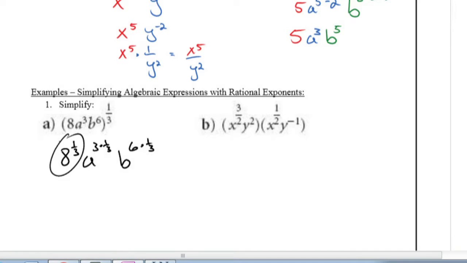Does anybody remember what 8 to the power of 1 over 3 equals, or how I could simplify that any further? Three times 1 over 3 is going to give me a to the 3 over 3, and this is going to give me b to the 6 over 3. 8 to the 1/3. Nobody remembers that? That's too bad, because that's pretty straightforward. That is the cube root of 8. Flowers the power, roots the root. The cube root of 8, of course, is 2.